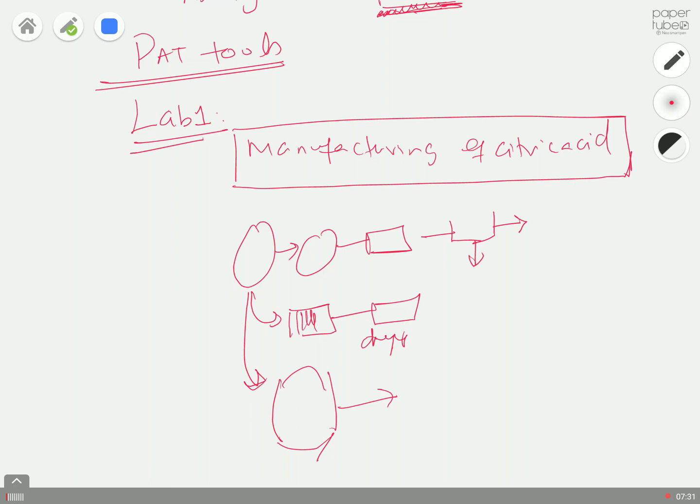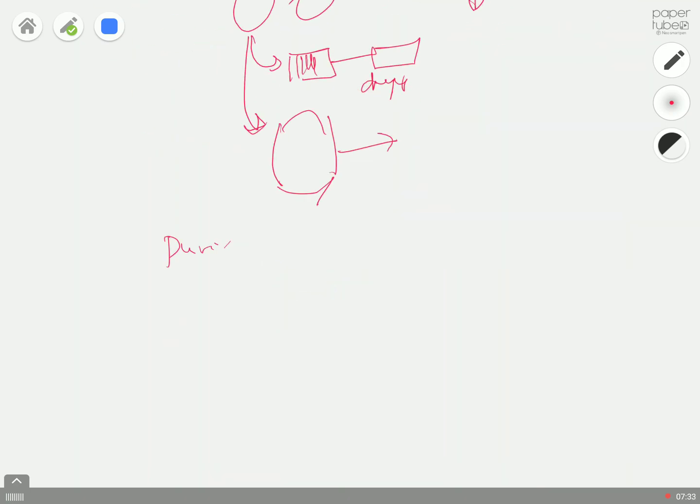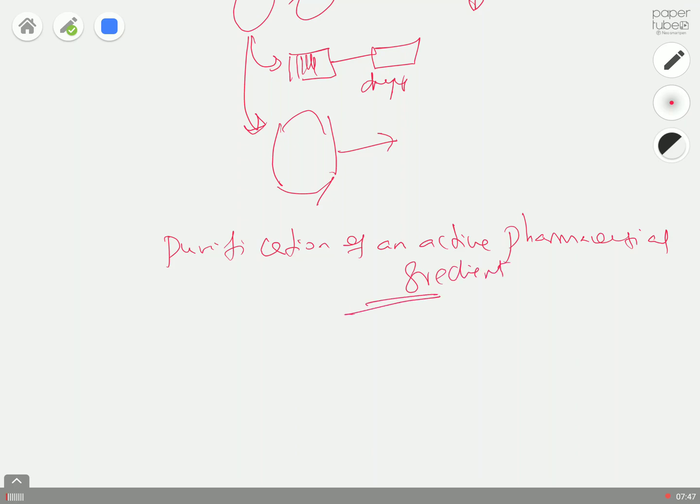Or maybe another example is a purification of an active pharmaceutical ingredient. Maybe you can use a crystallization technique, so you will put a crystallizer, and then after that you might put some filtration unit and so on. So try to make a decent report. It should be a very good report. It's 30 marks. 30 marks means it's a big number. So you should work a lot for this lab report.